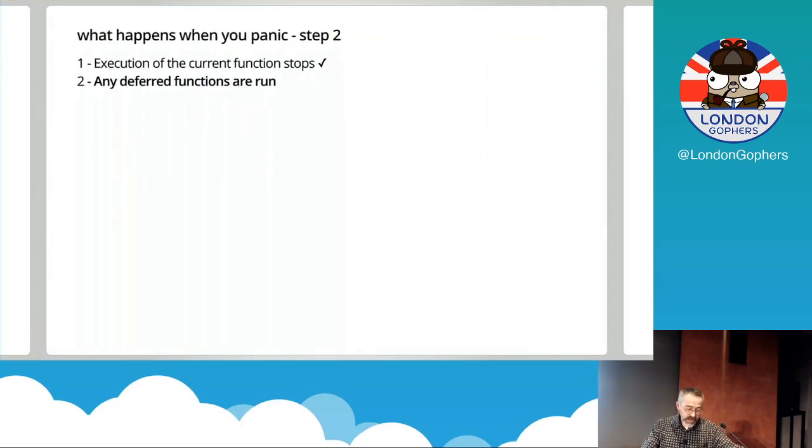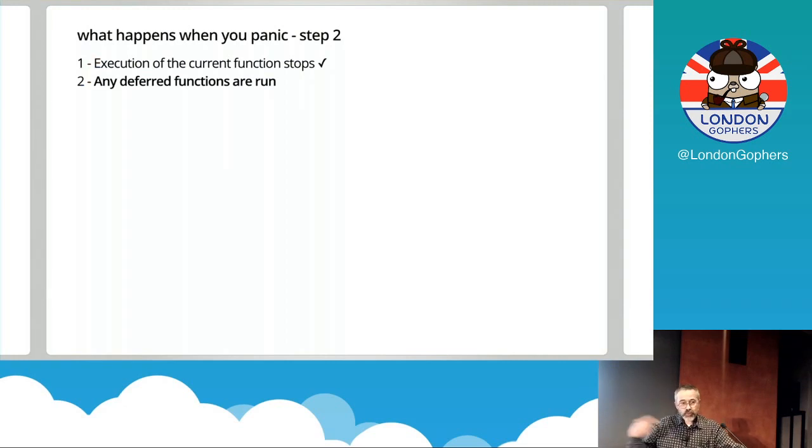The next thing is any deferred functions are run. So in fact, the only thing that gets run after you call panic is deferred functions. They're called in the reverse order that they were deferred. So it's last in, first out, and only those functions deferred before the call to panic are called. And it calls all of them in the call stack all the way up until it either exits or it gets caught. And they're called from the panic function itself.